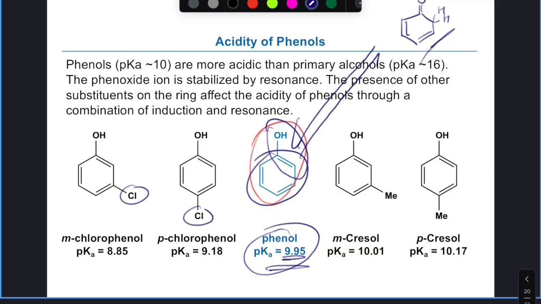More importantly, look at the two patterns here. Meta and para has differences in how much they help. They're both chlorine, so why is it that para-chloro goes down a bit, but meta-chloro goes down even further? Why is that happening?